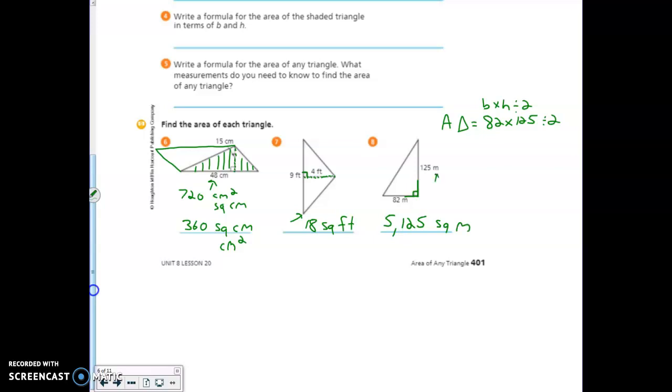Again, identifying the label as being different, meters squared, but with Schoology, we don't have access to exponents. So hopefully this is a nice introduction for you guys.